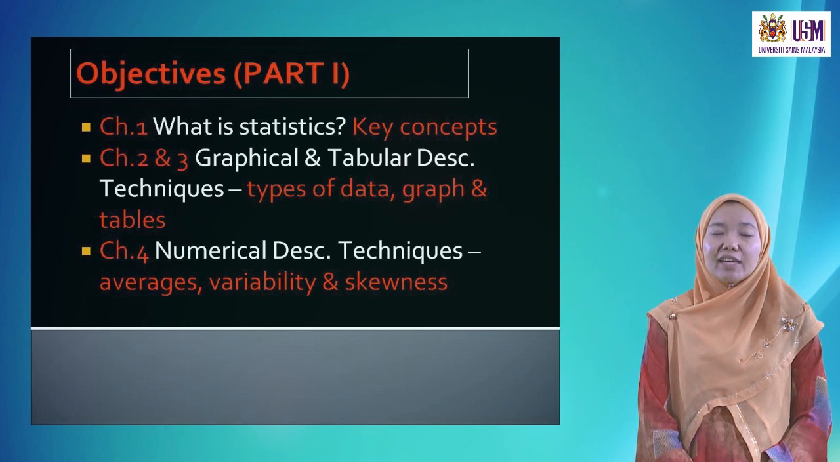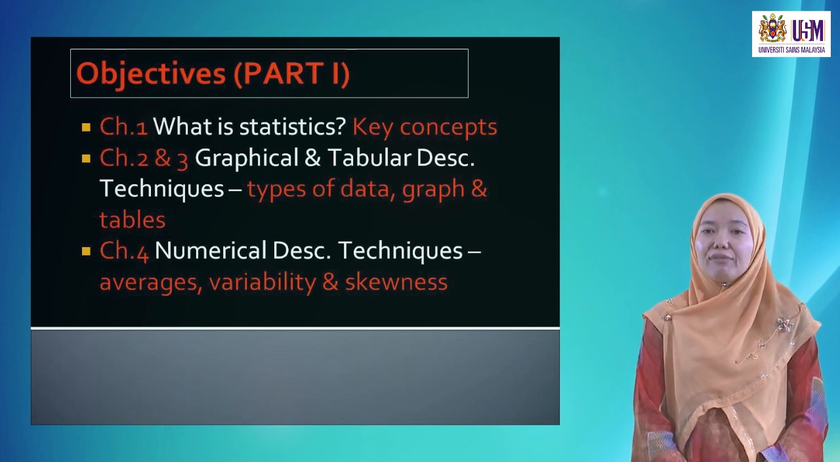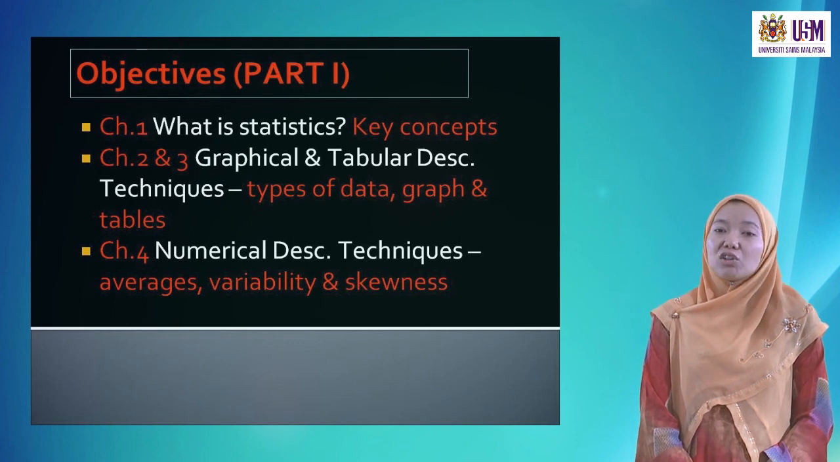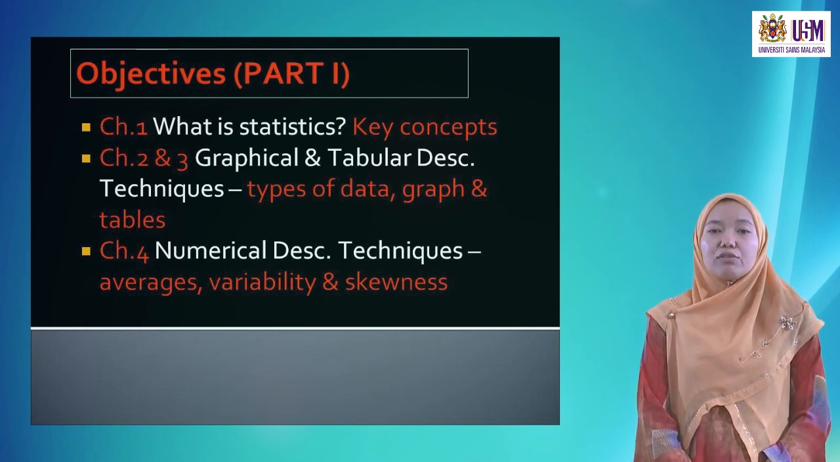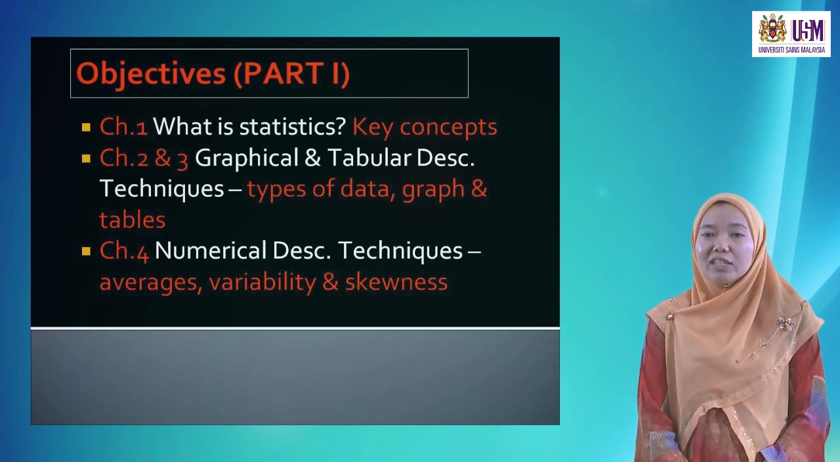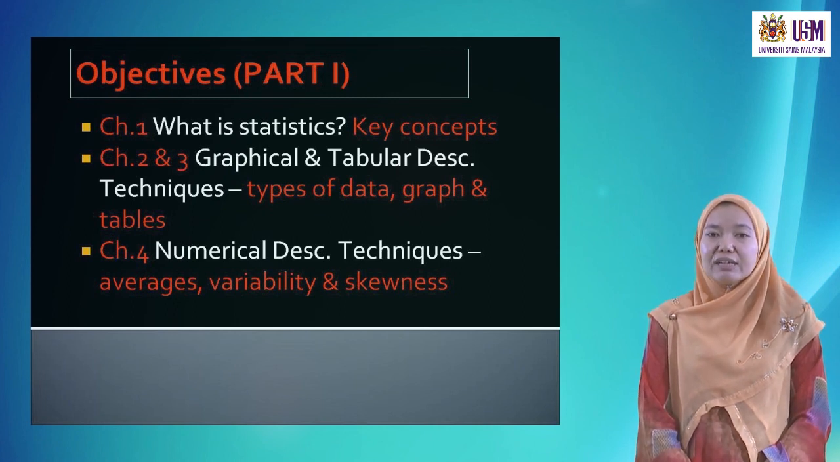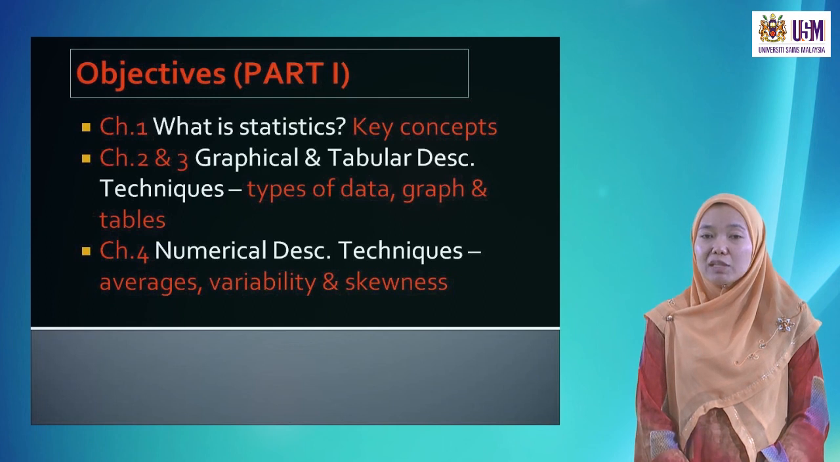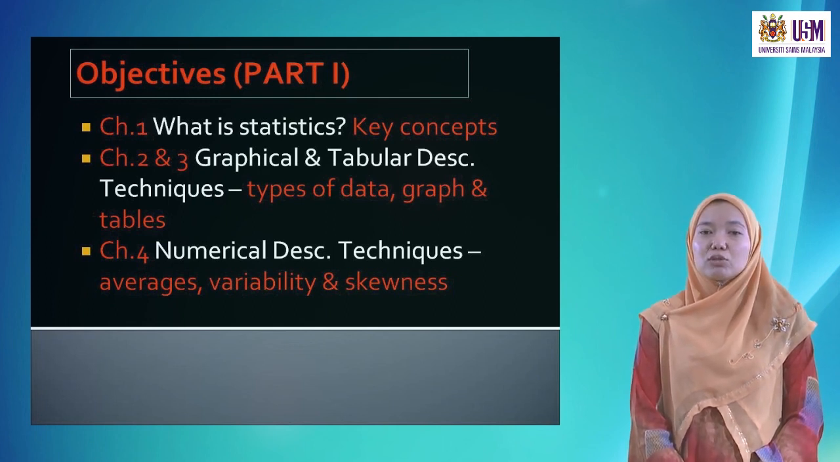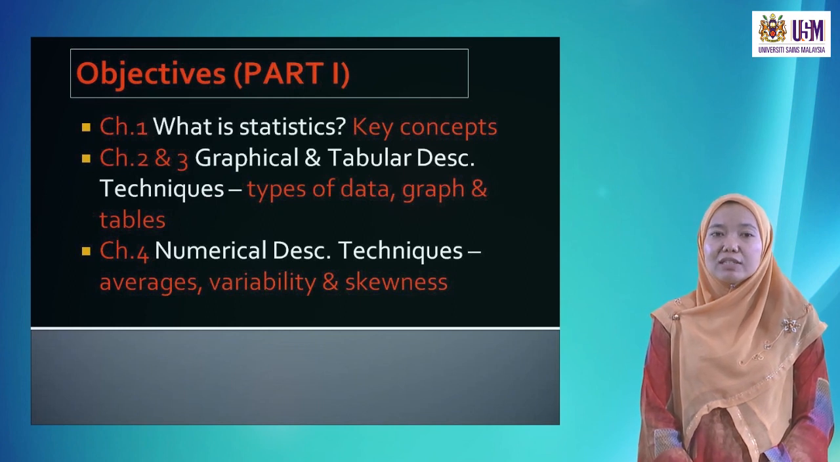Okay, and then the second objective, when we discuss the graphical and tabular descriptive techniques, I already discussed with you, there are three different types of data: nominal data, interval data, as well as ordinal data. We are more interested in interval data, where you can present interval data in terms of histogram as well as ogive, where you need to calculate the relative frequency as well as cumulative relative frequency.